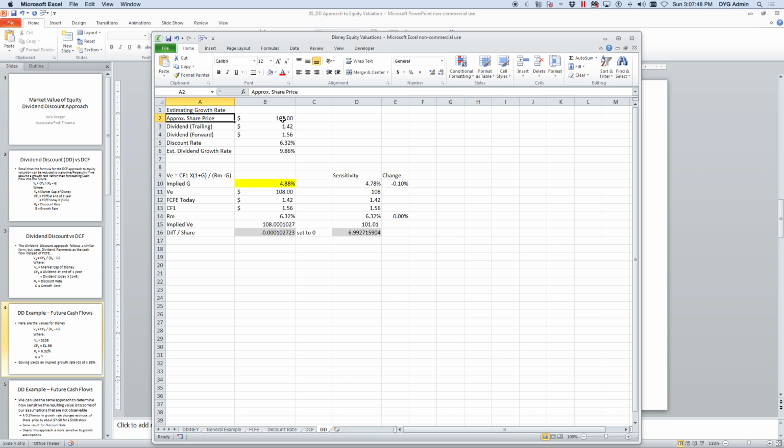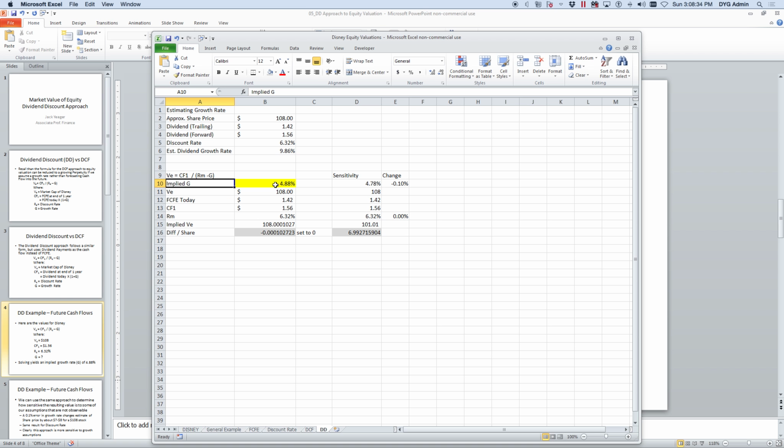So again, we've got the $108 stock price, and trailing dividends of $1.42, but we don't care about that. We care about the forward dividend. Discount rate, we've got. For the estimated dividend growth rate, if I just took 1.56 over 1.42, it is 9.86%. Keep in mind that's the growth rate for the next year, it's not the growth rate forever. So while it's an interesting number, it's not really the number we're after. We use the same discounted perpetuity model, so it is cash flow at time one. We don't need the gross up anymore because we've got the cash flow at time one.